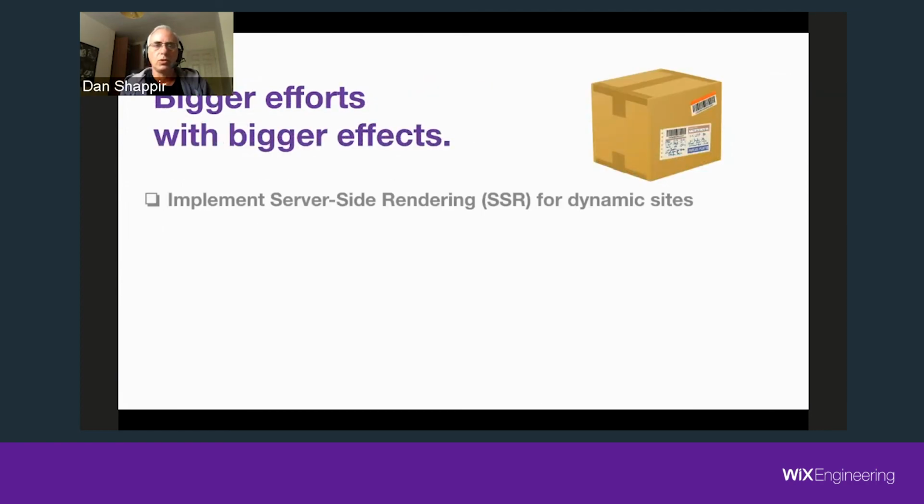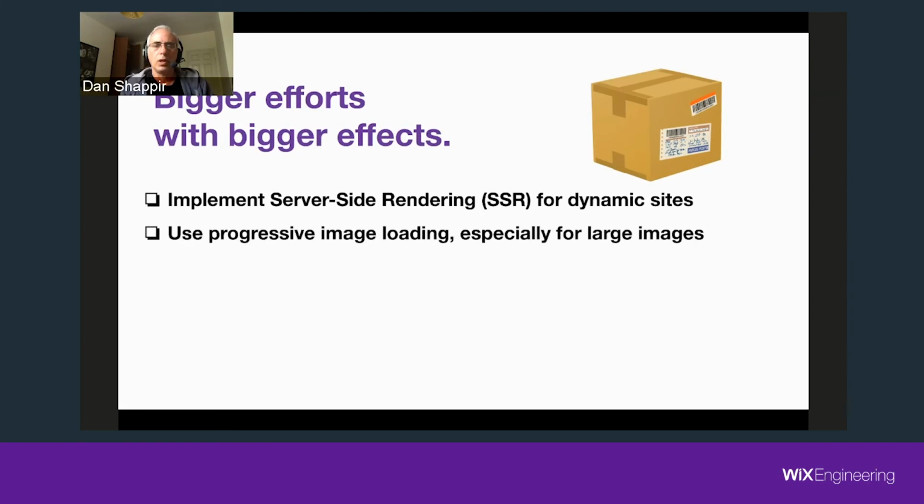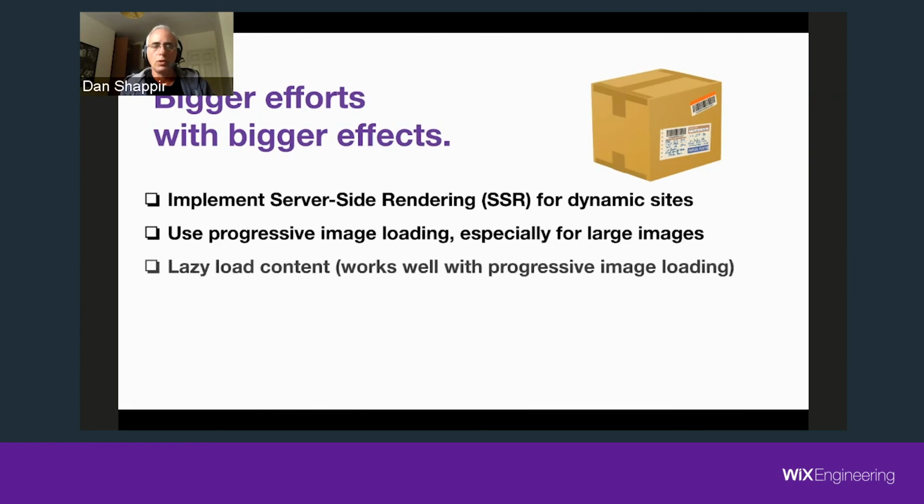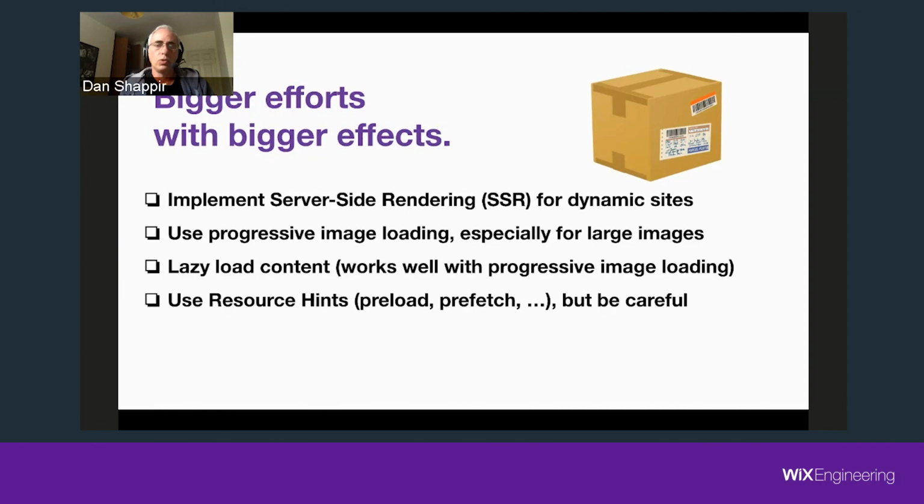Some more stuff that you can do, but with a bit more effort, is implement server-side rendering instead of doing everything on the client side. Use progressive image download, which means that you first show a low-res image and then replace it over time with a higher-res image, which is obviously larger and a longer download. I already mentioned lazy loading for images, but you can apply the same thing for iframes and for other resources as well. Use resource hints like preload and prefetch.